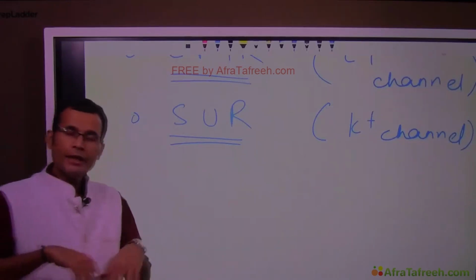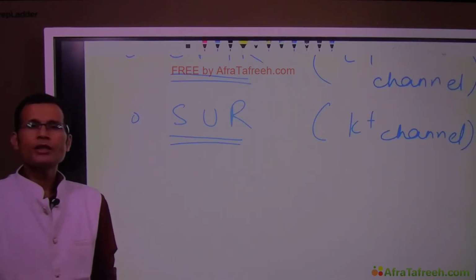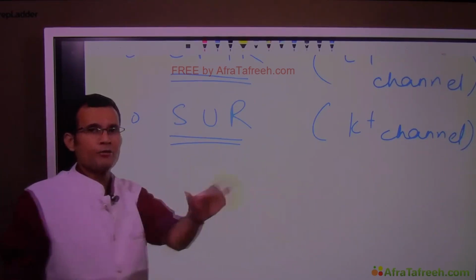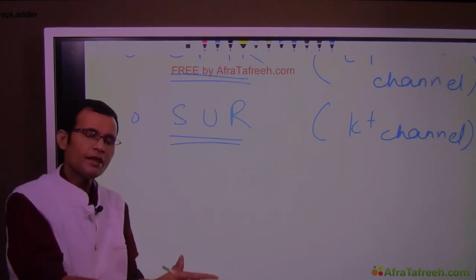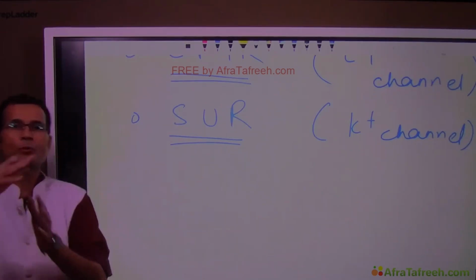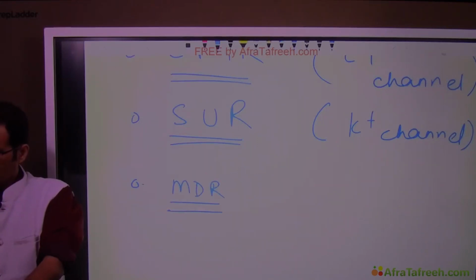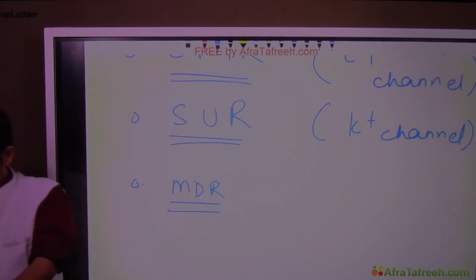So a channel is for the diffusion, we know that. And diffusion is a passive transport. It does not need ATP's energy. But these channels are different. They do need ATP. So that's why I have placed them again as ATP dependent transport proteins. One more: MDR, multi-drug resistant transporter.